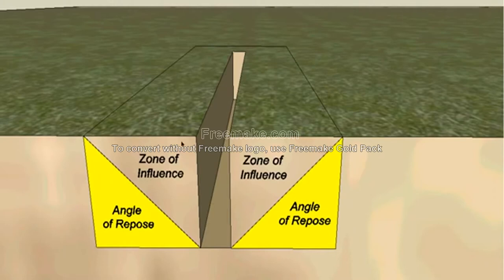So when we're digging holes, we need to think about what we do around the edge of our trench and how big this zone of influence is. So there we go: angle of repose, it's different for each material, or angle of rest, and what's not inside the angle of repose is in the zone of influence, and it could be influenced to fall or collapse into our excavation.